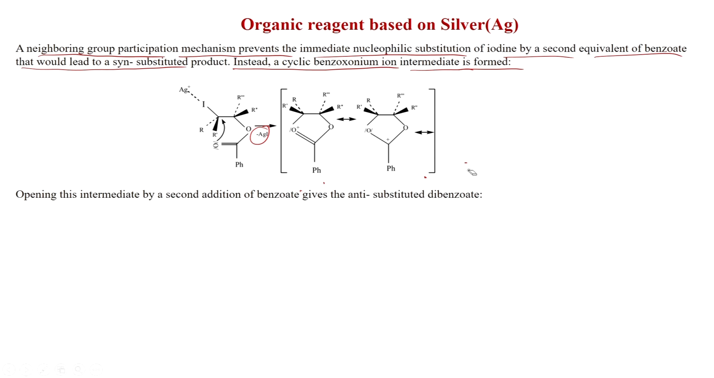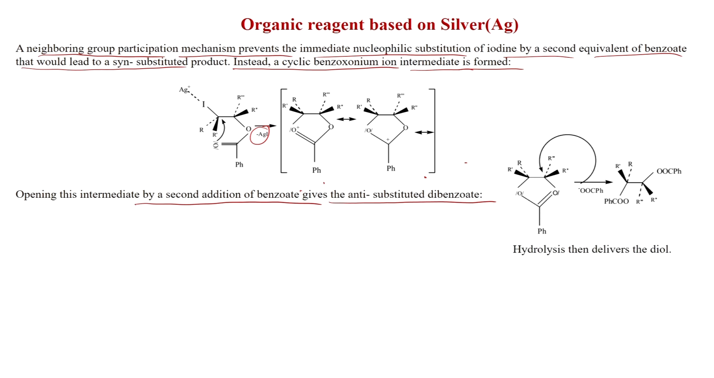So, up to this it is similar, and now here is the only difference, because if you do not add water, then opening this intermediate by a second addition of benzoate gives the anti-substituted dibenzoate. So, instead of water, if you have excess benzoate, then this benzoate will open. So, benzoate will give an inversion here. So, ultimately you get the trans dibenzoate.